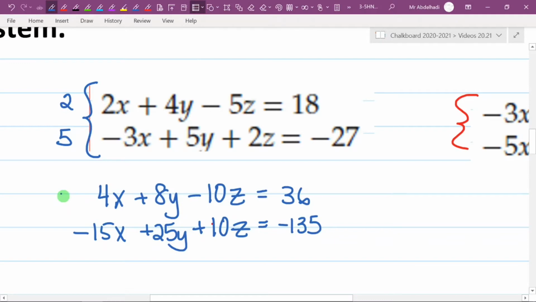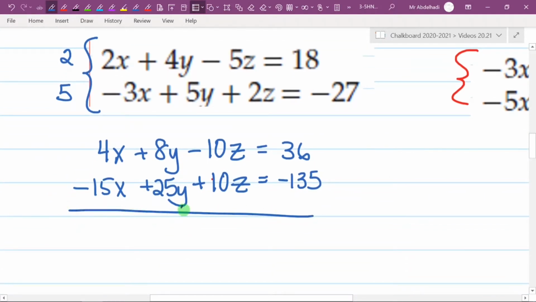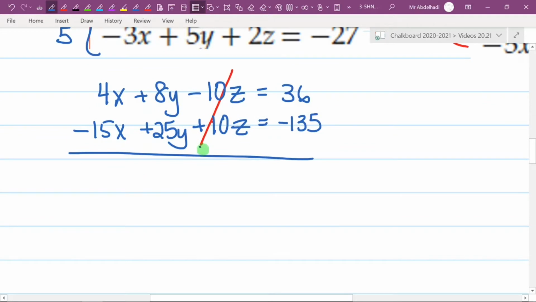So now if you add these, what happens? Well, you can see the z's get eliminated. And now that the z's have canceled each other out, I can add together what's left. 4x minus 15x is negative 11x. 8y plus 25y is 33y. And 36 minus 135 is negative 99. Now, is that a solution? Is that an answer? No, it's not. It's got two variables in here, so I cannot solve this. But I am going to use this. But watch what I'm going to do.